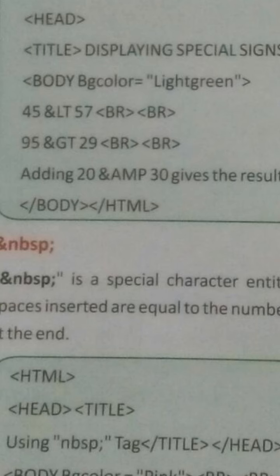After the body tag, 45 &lt; 57. Here, the meaning of &lt; is less than, and &lt; is used to print the less than symbol. We can't write the less than symbol here because HTML treats it like a tag. That's why we are using &lt;. Wherever you want to print the less than symbol in the web page, you can use &lt;. And wherever you want to print the greater than symbol, you can use &gt;.